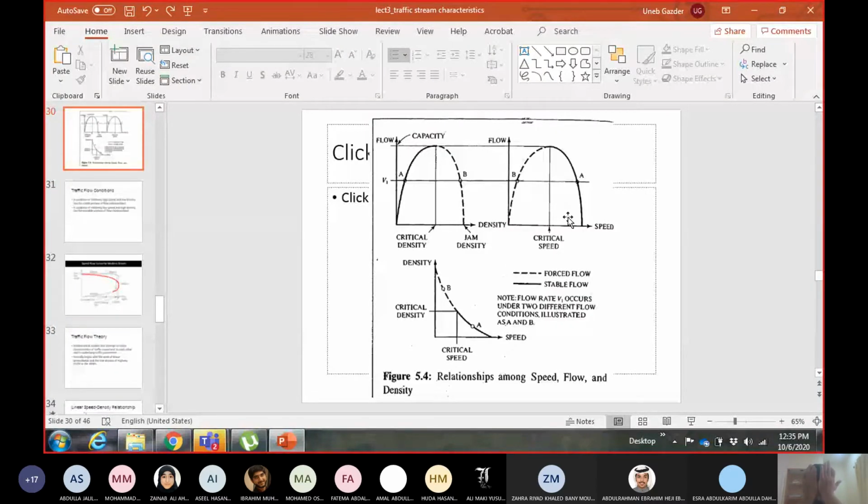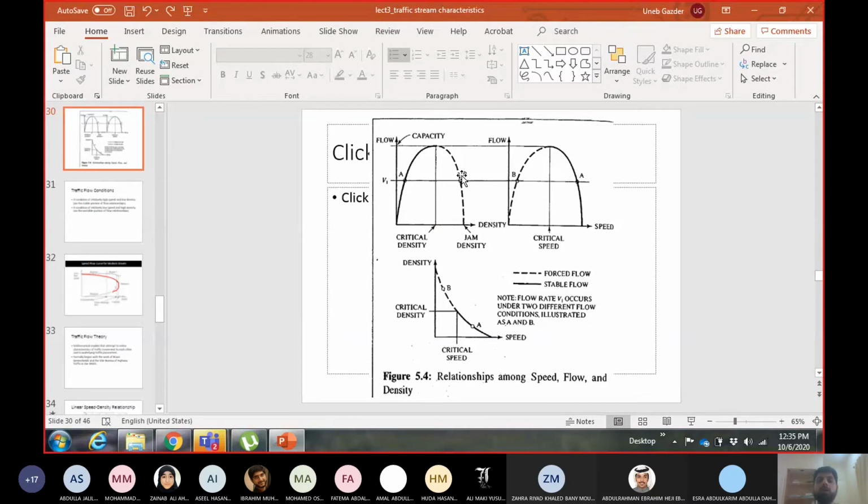Now let's say I want to find the maximum flow capacity using those equations. You see, when the flow reaches maximum, what is the slope of the curve? You see it's a horizontal line, so the slope of the horizontal line is 0. So if you can find the value of flow when the slope is 0, then you have the capacity, right? So how do we find the slope of this curve? I need to find the slope of this curve and then put it equal to 0, to find the capacity, or the density and speed at capacity.